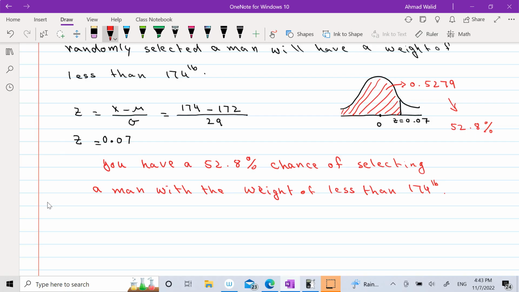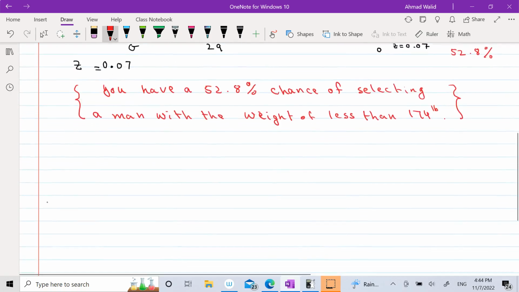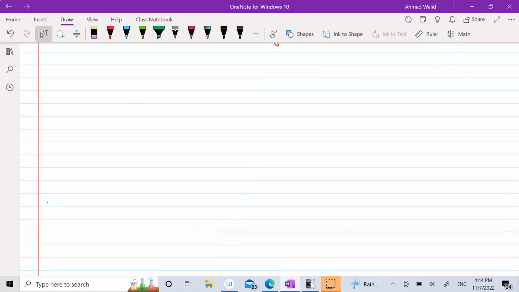The chance is how much? 52.8%. This last 2 or 3 sentences, this small paragraph that you're writing, is really important. You have to have it in chapter 5, chapter 6, chapter 7, a lot. You have to write down the interpretation or the translation of what you are doing. Correct? Let's do another example. Example number 2.